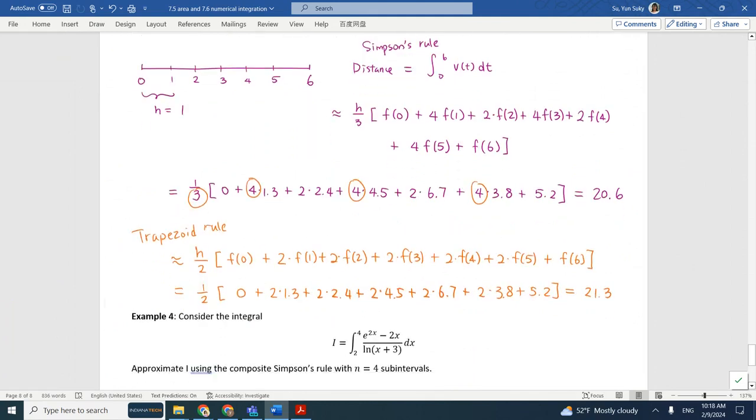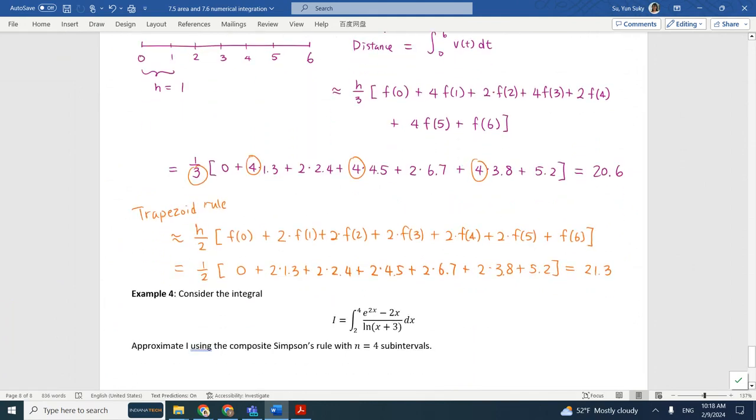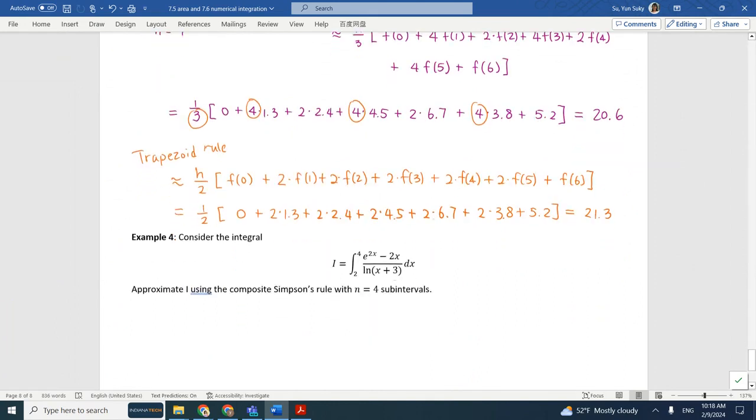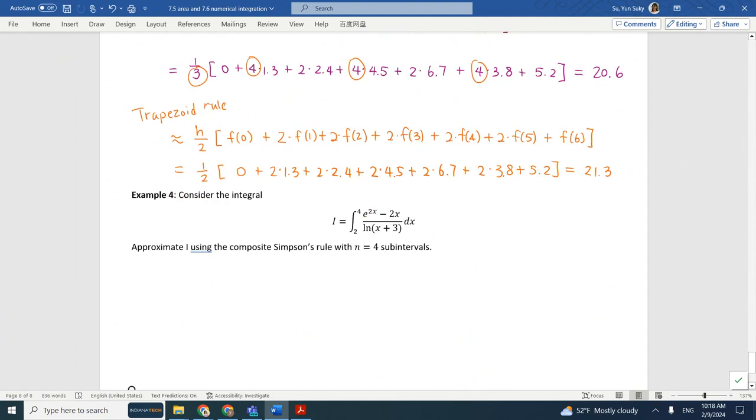Okay, example 4. We want to look at this integral and use Simpson's rule. In this case, we also have the function, right? Our function is complicated. By the way, can we integrate this guy?